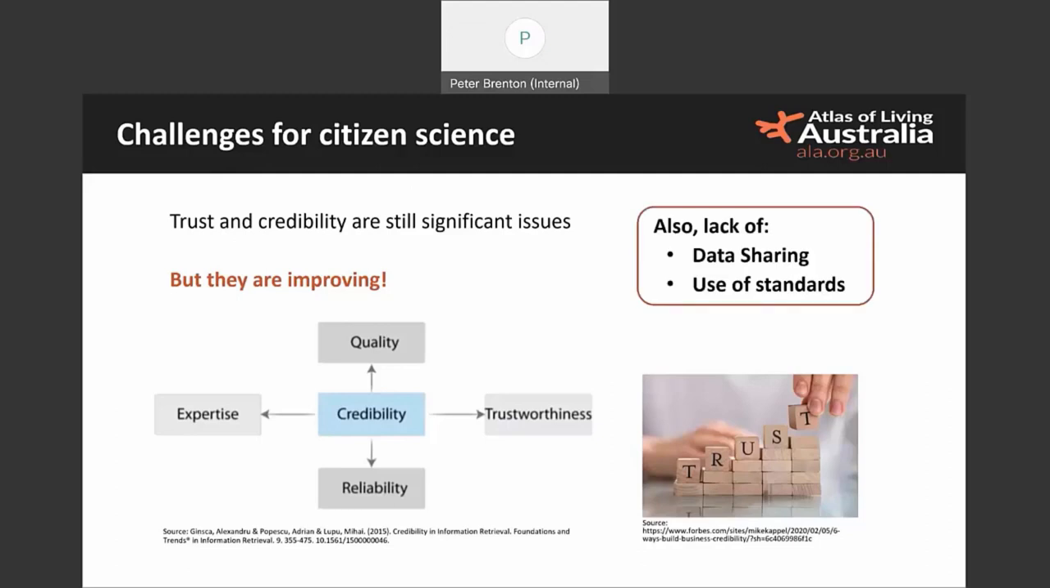There's also a lack of data sharing within the citizen science space. This is also improving, but it still exists, particularly when platforms and infrastructures that are used don't readily share data, and sharing data is not usually front of mind. So that's something that we'll look a little bit more at. And also the use of standards. If it's difficult to combine data with other data sets, it can also impede the sharing and access to data.